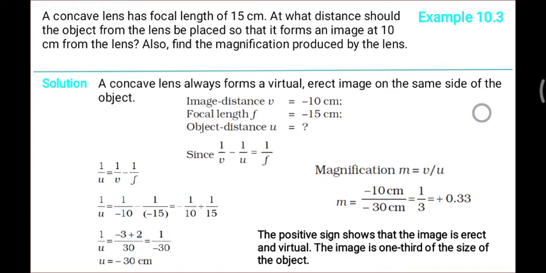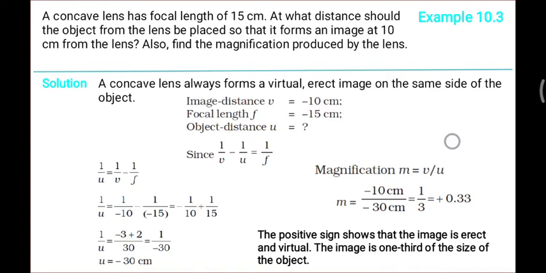So why is it put here? Because you should be aware of when it will be positive and when it will be negative. This is the trick. You have to take care about what things are with you, what things are given, and what we have to find. That is clear to you: at what distance the object should be placed, so the object distance you have to find, and the image distance is given. The two things are given. Anything else they want to find? Yes, also find the magnification produced by the lens.